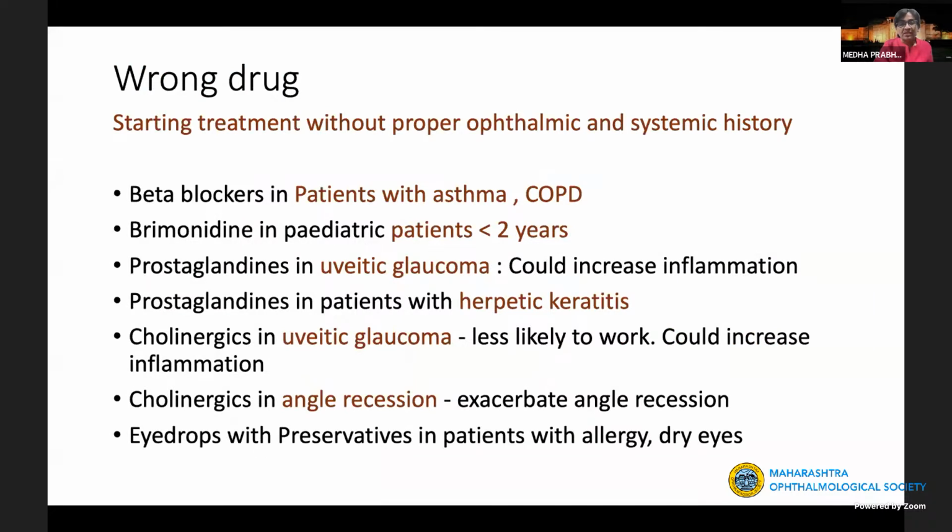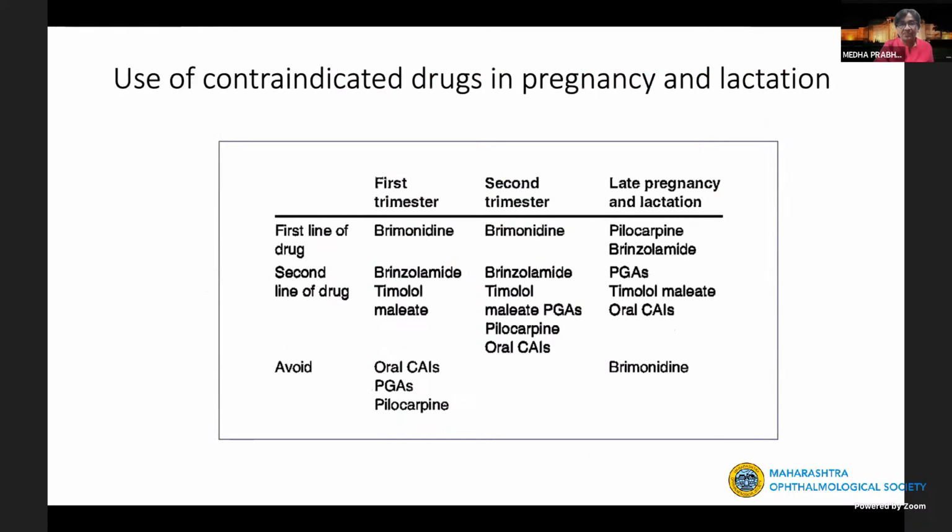The other thing is the wrong drug. So, starting treatment without proper ophthalmic and systemic history. Beta blockers in a patient with asthma and COPD. Brimonidine is contraindicated in patients less than 2 years. Prostaglandins in uveitic glaucoma and patients with herpetic keratitis. Cholinergics in uveitic glaucoma and angle recession, because there can be a paradoxical rise in pressure. And eye drops with preservatives in patients with allergy and dry eyes.